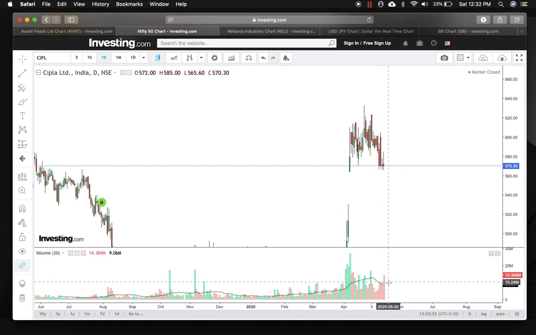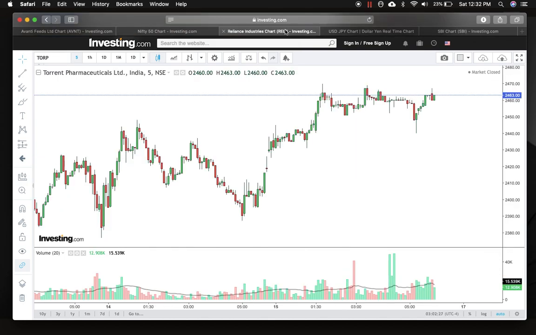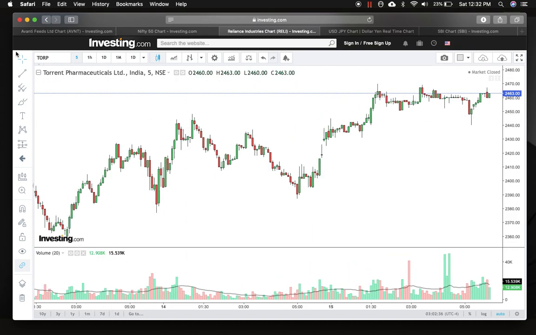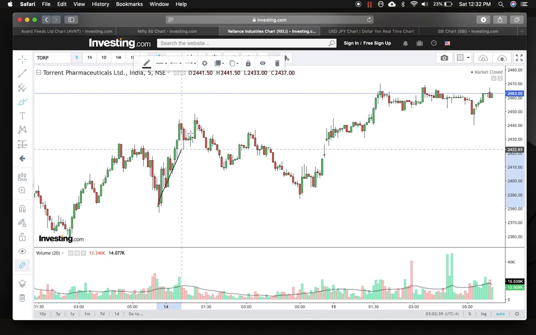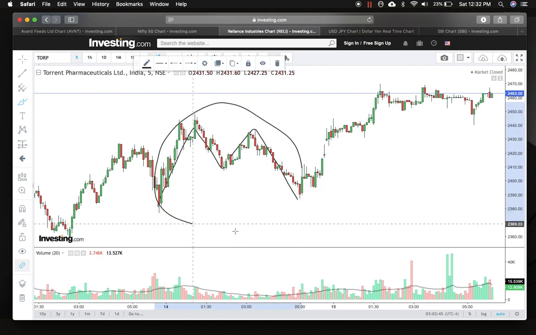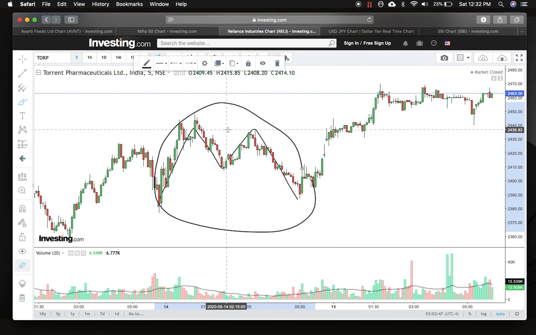So that's the edge I'm concerned about. Let's have a look at Torrent Pharma. Torrent Pharma has issued NCDs, the non-convertible debentures, on I think the 14th. That is why on the 14th the stock was swinging a lot, making swing highs and swing lows. It was trading so much that we can take advantage of the entire trading session.